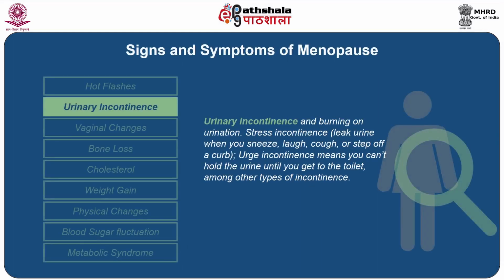Like hot flushes, another important symptom that is observed among menopausal women is urinary incontinence and burning on micturition. Women undergo various types of urinary incontinence like stress incontinence, when there is leakage of urine when they sneeze, laugh, cough, etc. And urge incontinence, which means that you can't hold the urine until you go to the toilet. And there are various other types of incontinence that may be accompanied as a feature of menopause.